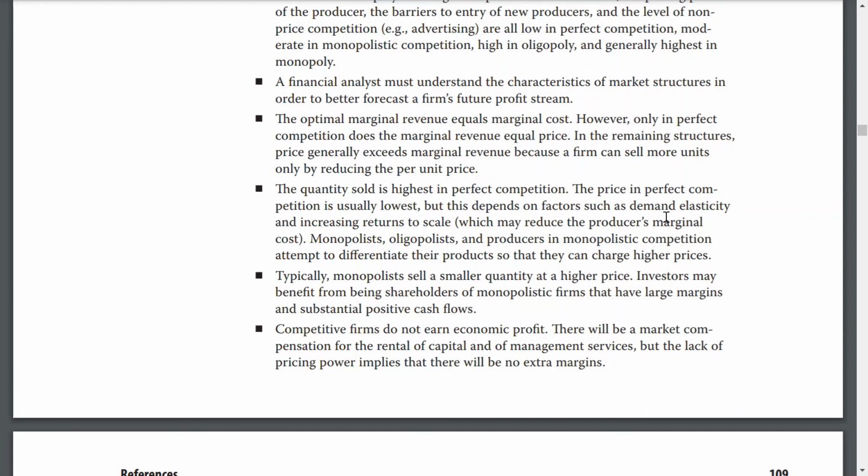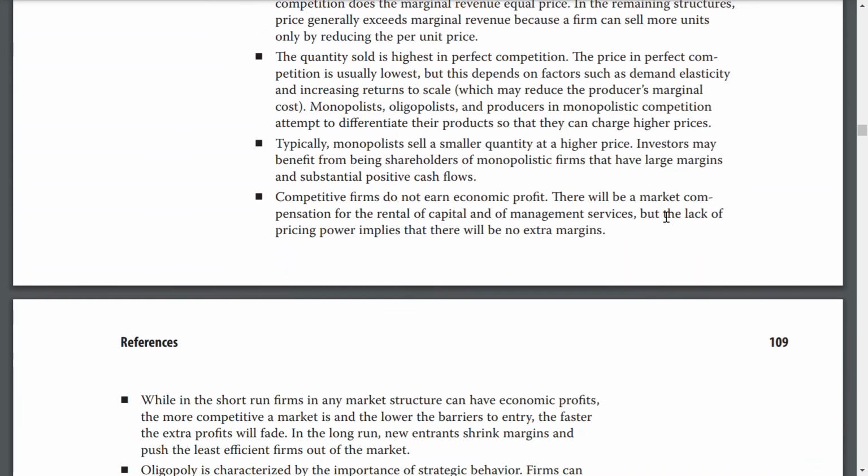The price in perfect competition is usually lowest, but this depends on factors such as demand elasticity and increasing returns to scale, which may reduce the producer's marginal cost. Monopolists, oligopolists, and producers in monopolistic competition attempt to differentiate their products so that they can charge higher prices. Typically, a monopolist sells a smaller quantity at higher prices. Investors may benefit from being shareholders of monopolistic firms that have large margins and substantial cash flows.